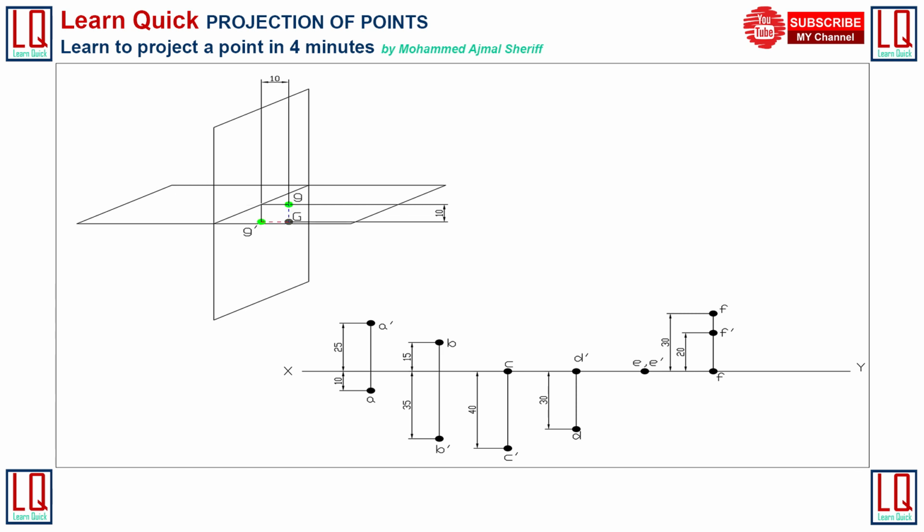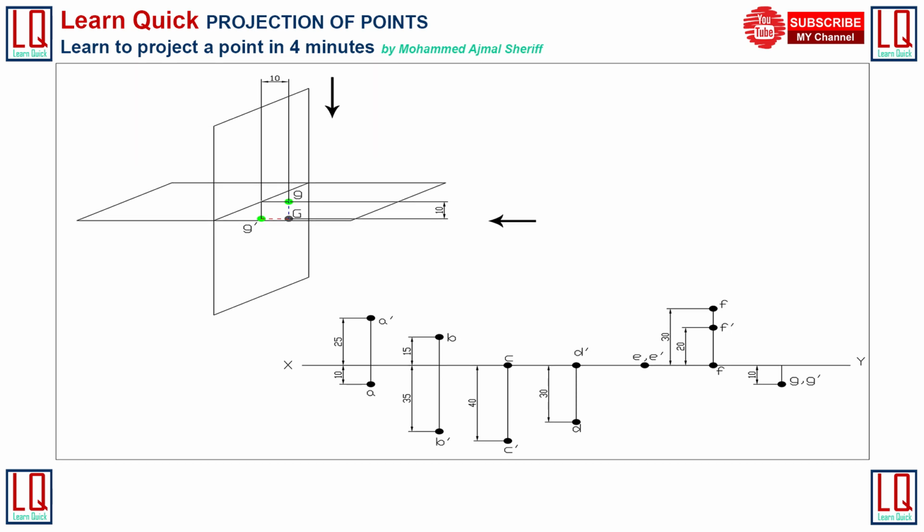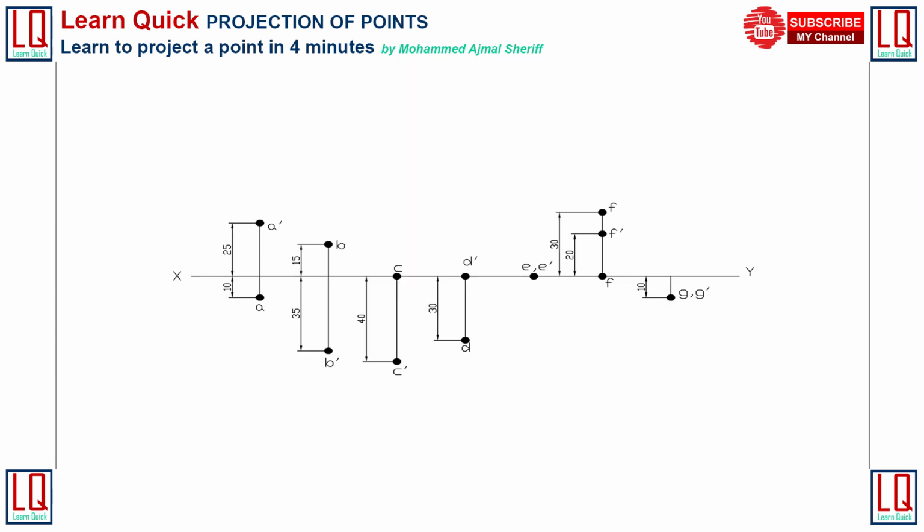Point G is kept 10 mm in front of VP and 10 mm below HP, that is fourth quadrant. When point G is viewed from front view, we obtain the front view g dash at a distance of 10 mm below XY line. When it is viewed from top view, we obtain the projection in horizontal plane at a distance of 10 mm from XY line. When the horizontal plane is rotated clockwise, we obtain the top view projection g at a distance of 10 mm below XY line. So in this case, both front view and top view lie 10 mm below XY line.